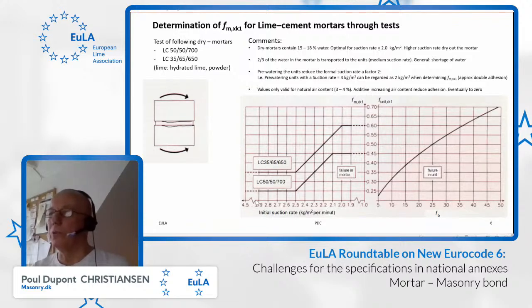So for example, if we go from 4, we get this flexural strength in the mortar, and we go to 2 and we get this flexural strength in the mortar. And that can be seen in the test, provided we have a strong unit, so the failure is not going into the unit. So this is actually the curve that we use when we are using these two mortars. The curves are only valid for natural air content, 3 to 4% or something like that. In many cases, some producers use additives that increase the air content, and that will eventually reduce the adhesion to 0 when there's enough air in the mortar.